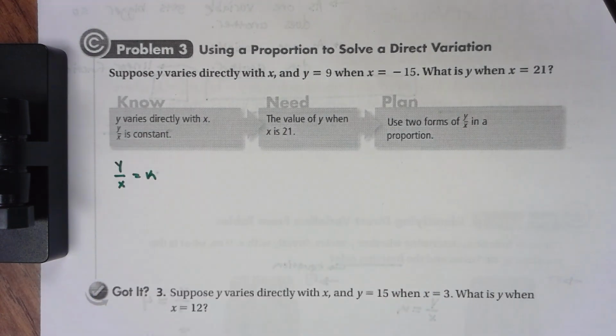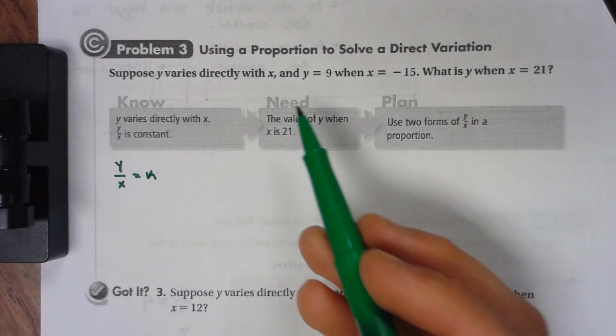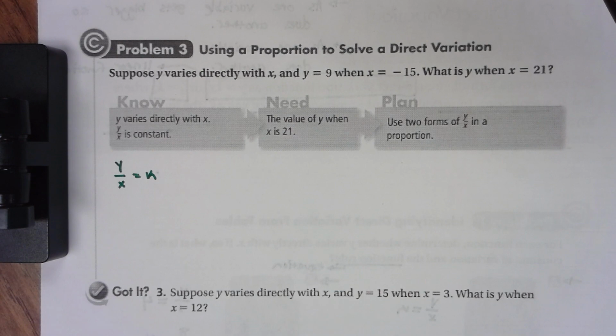And that's what that next part is saying. Y divided by x is constant. So I'm like, okay, what do I need? What am I solving? What is this asking? It's asking for the y value when x is 21. All right, so what's a plan that I can do for that?